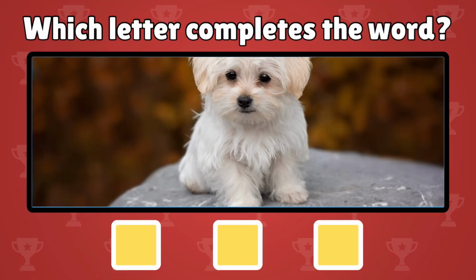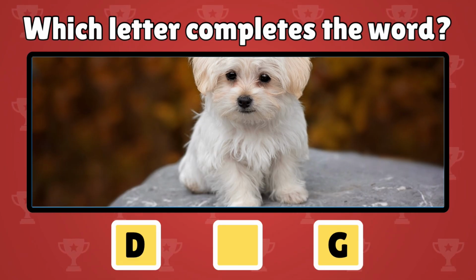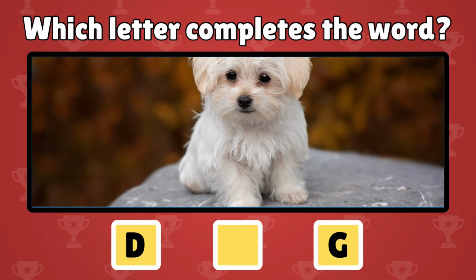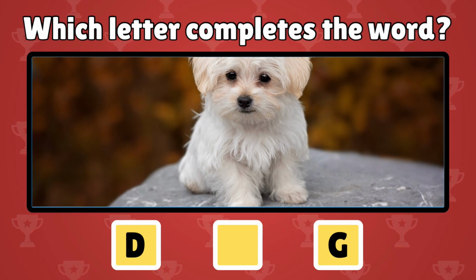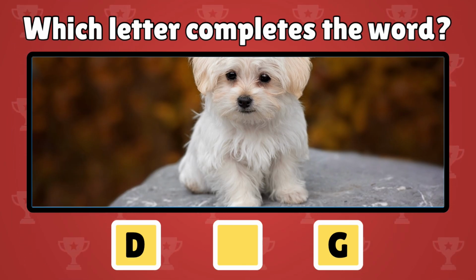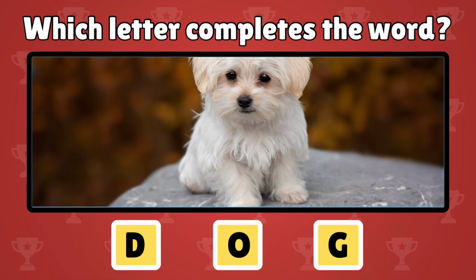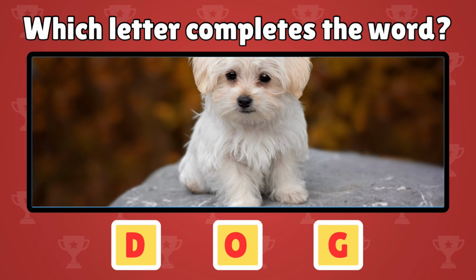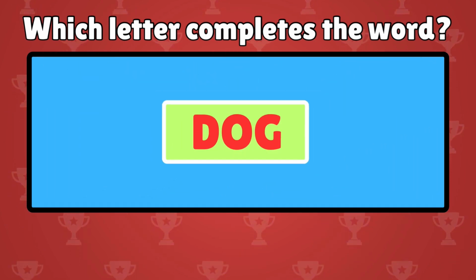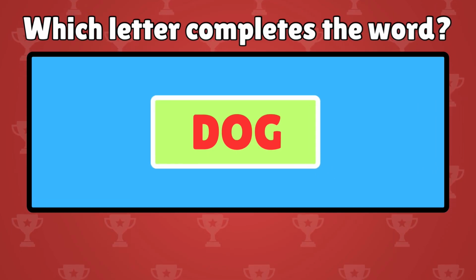Look at the picture. It is a dog. Here, vowel is missing. D, G, which letter completes the word? It is O, D, O, G. Dog. Can you say it again? D is for dog. Dog.